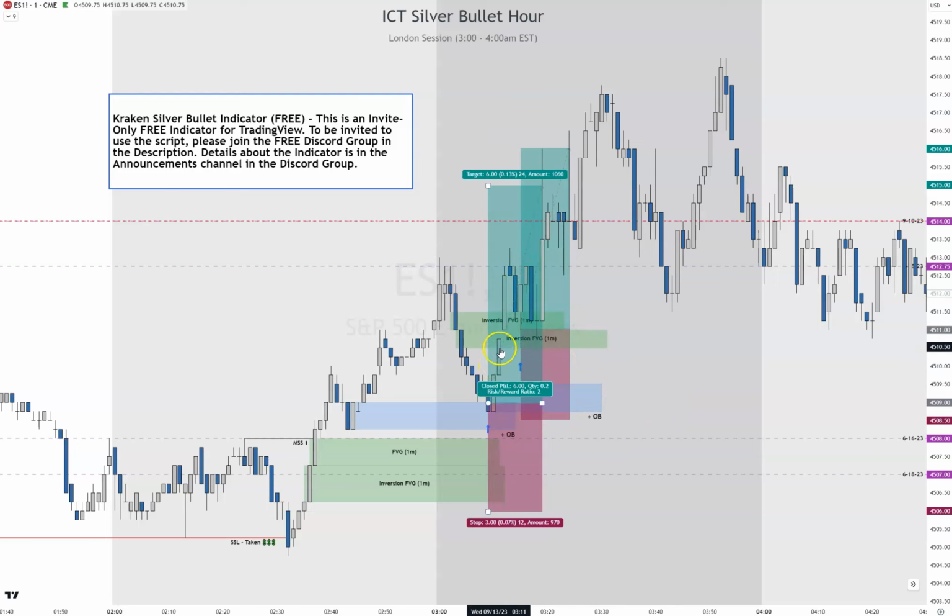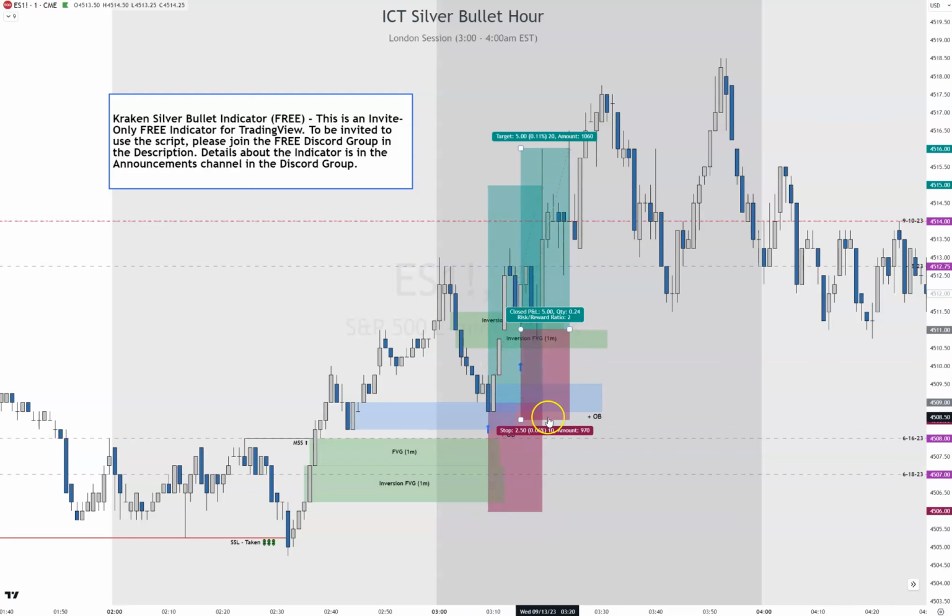And there's obviously another fair value gap here. So there's just a lot of reasons I want my stop here. So again, I'm risking, I'm sorry, 2.5, and to get 5. So 1 to 2 again. So then, obviously, that closes this one right here. First trade is closed there. Second trade gets closed right there.